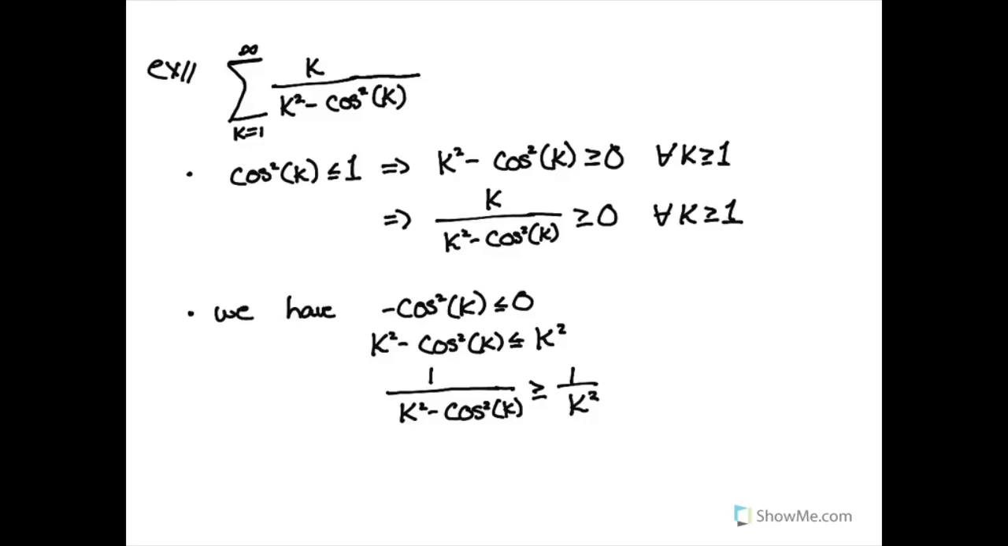And then we can multiply the left and the right hand side by k. So then k over k squared minus cos squared k is greater than or equal to k over k squared, which is equal to 1 over k. And 1 over k is, again, a positive series, as the comparison test demands.